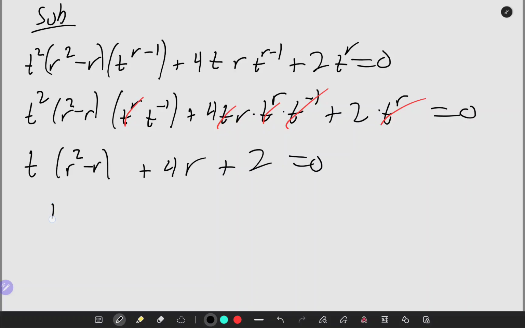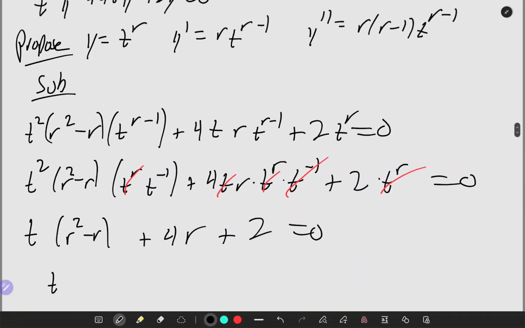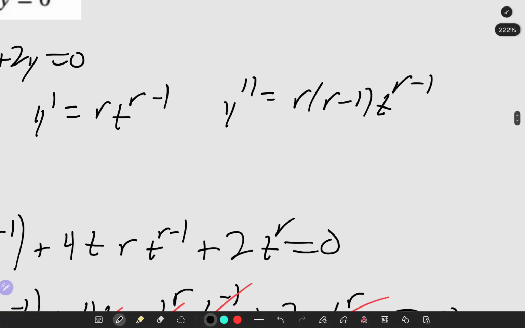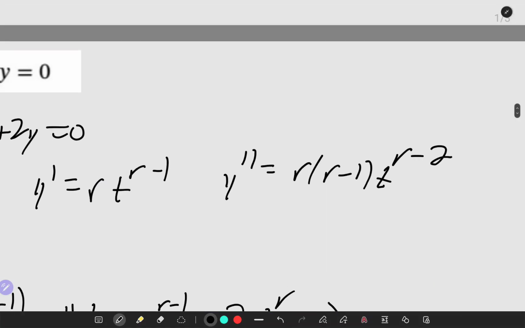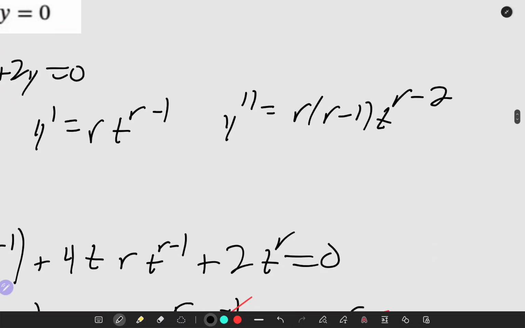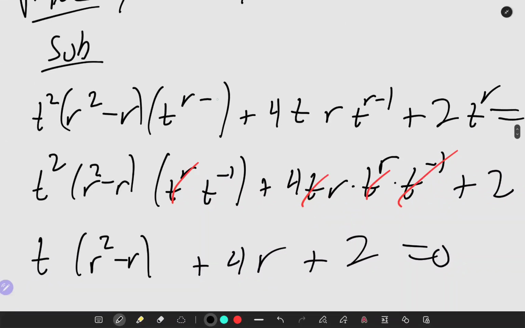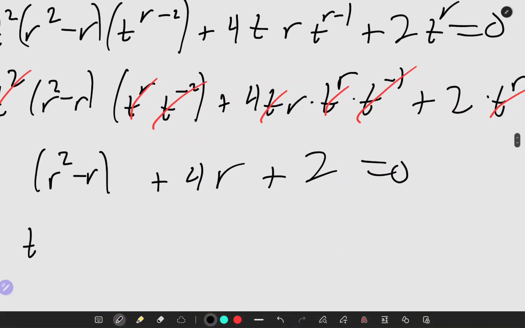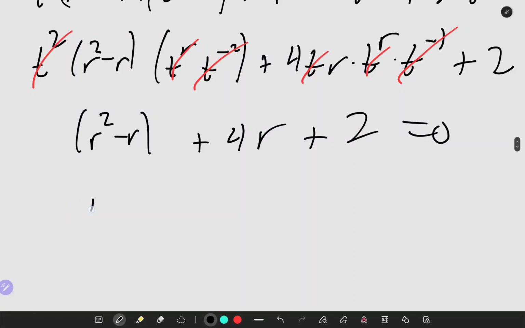That leaves us with, wait, that t should not be there. Have I made a mistake? Oh, yes, I have made a mistake. When you do the first derivative, I hope someone caught this and was laughing at me the whole time when I did this. When I subtract the 1 from the top, it becomes minus 2. Small mistake, but it does matter. So then these will cancel. Simplify.